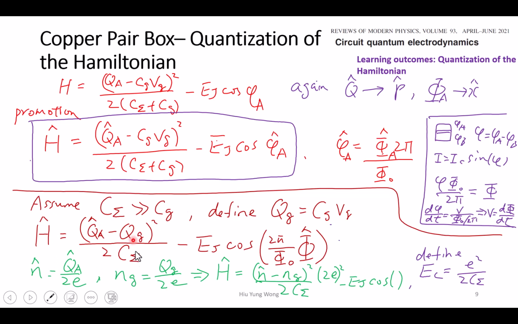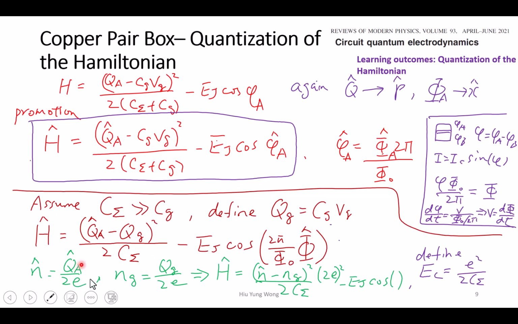Which makes sense because this is a background charge. It will correlate to the general formula I'm going to say later. So now I divide QA by 2e, the number of Cooper pairs. Then my n is going to be positive also, right? But I can have extra Cooper pairs that can be negative charge. It just depends on how I apply the voltage.